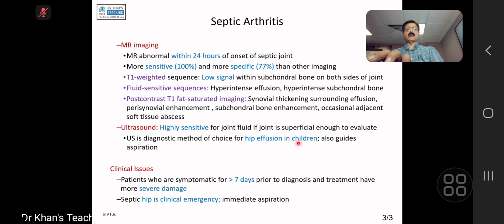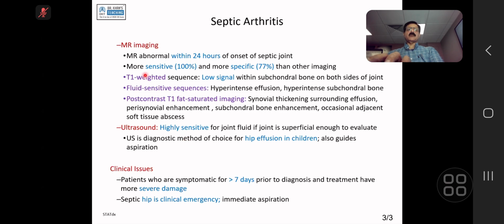The key point for the exam is this one: ultrasound. Highly sensitive. Ultrasound is the diagnostic method of choice for hip effusion, and also guides aspiration, and they will ask this again and again. So we consider it a medical emergency. Remember that.